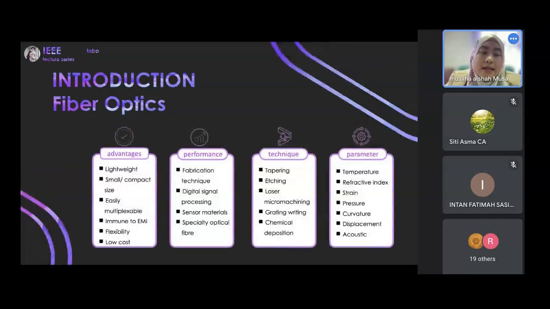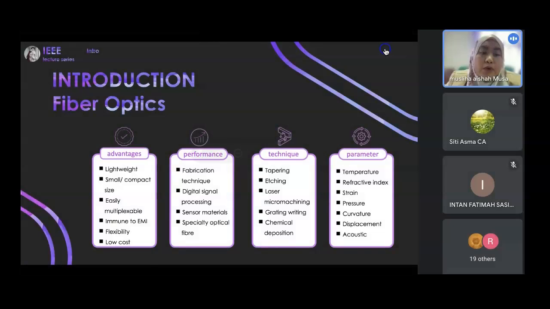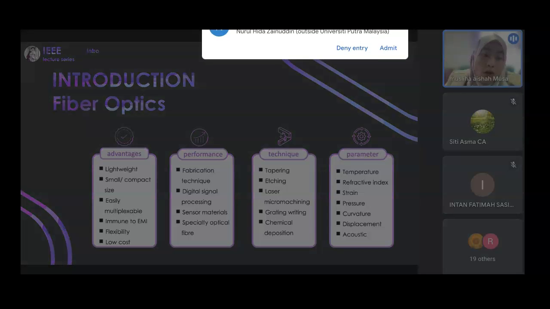Okay. As I said before, the need for fiber optic sensors comes from the advantages of the fiber optic itself, because fiber optic is lightweight, small and compact in size, easy to multiplex, immune to electromagnetic interference, flexible and low cost. This is a very important factor contributing to Industry 4.0, because we want to be more sustainable. We want to improve the performance of our fiber sensor, and we want low cost.